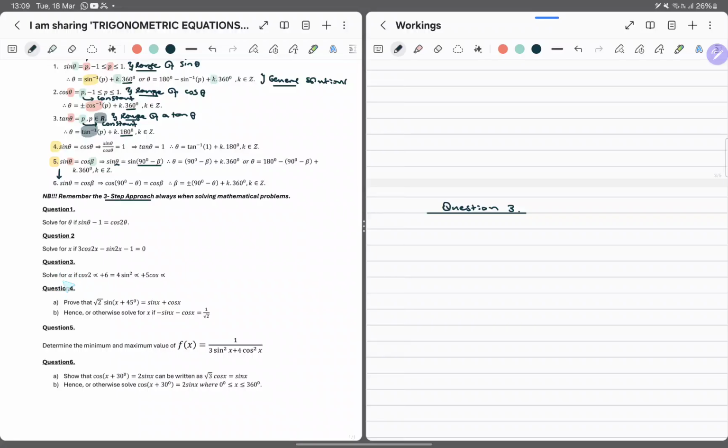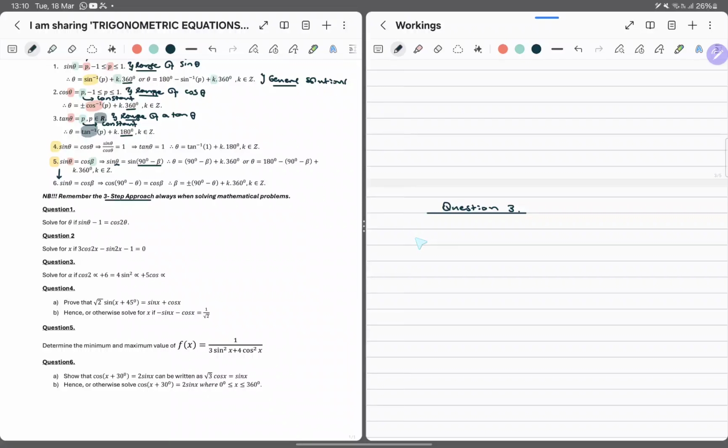Anyway, let's look at this one. We're solving for alpha when this situation is the case. Again, we're not given any constraint or domain, so this means general solution. I want you guys to get used to answering questions even when they are vaguely given. So it's not a must, okay?